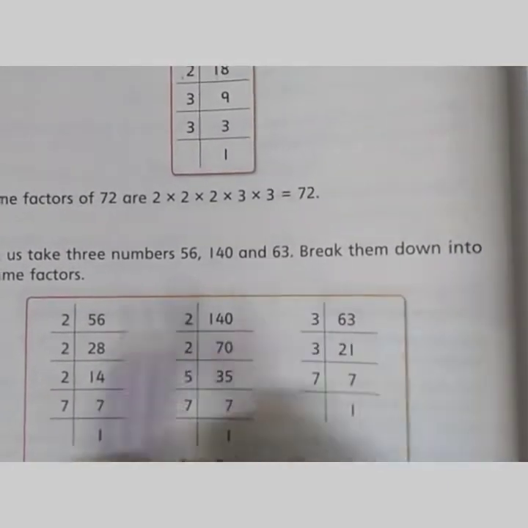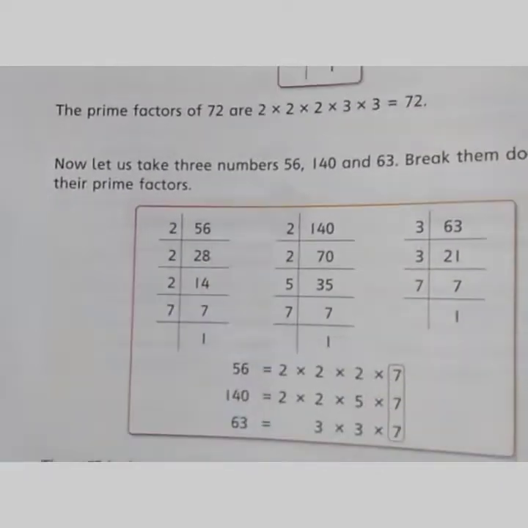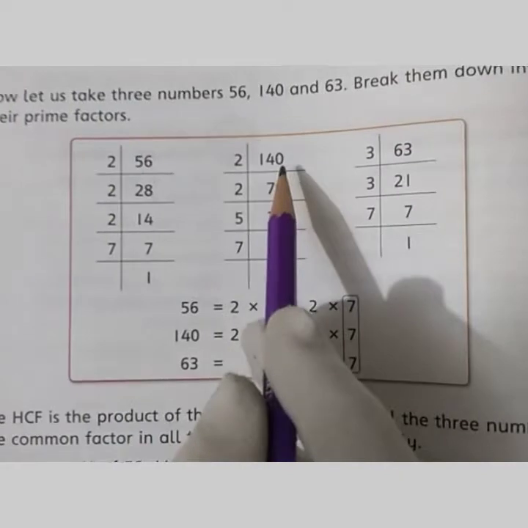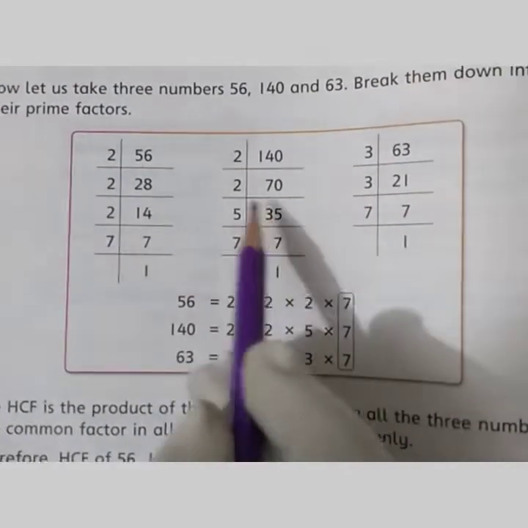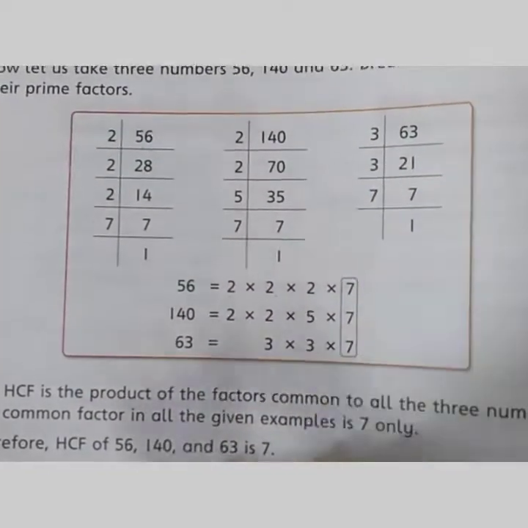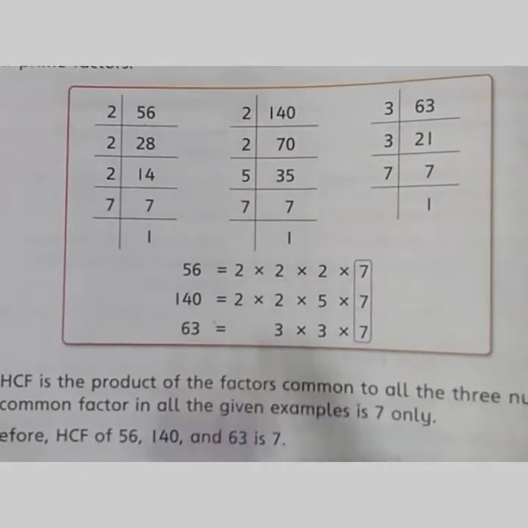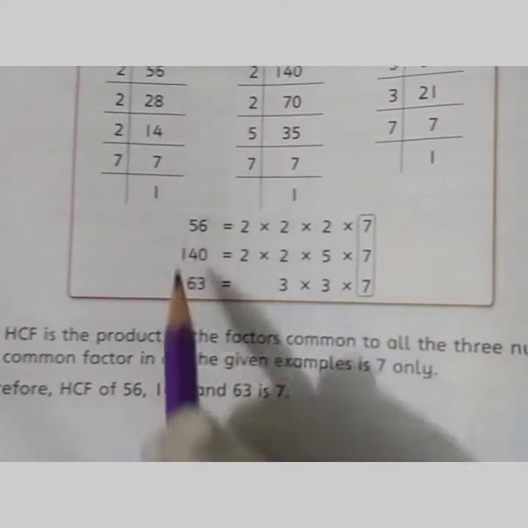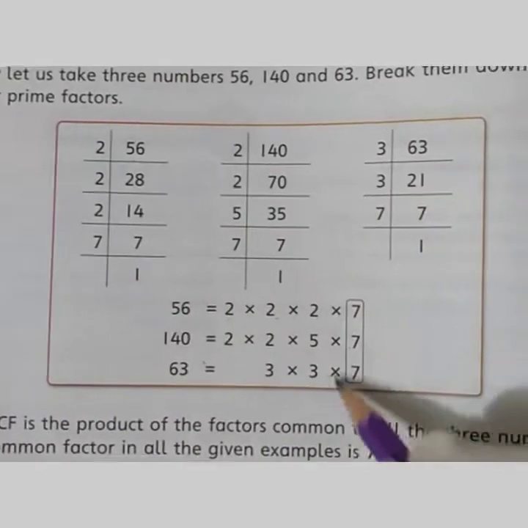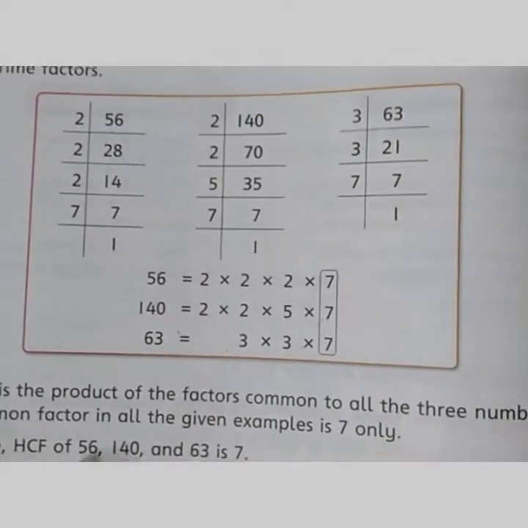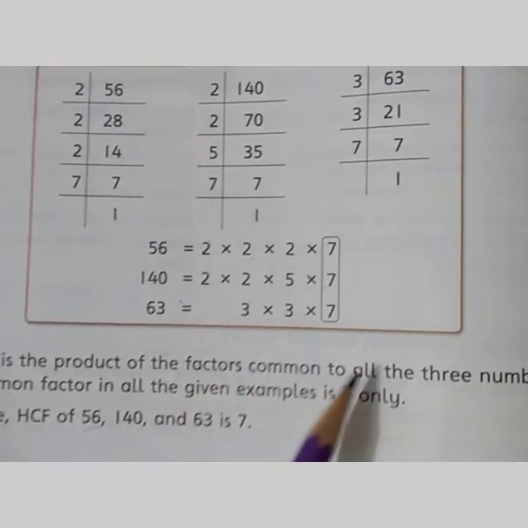Now let us take three numbers: 56, 140 and 63. Break them down into their prime factors. Factors of 56: 2, 2, 2 and 7. Factors of 140: 2, 2, 5 and 7. Factors of 63 are 3, 3 and 7. We write these factors like this. Now we find the common factor of all these numbers. 7 is the only factor common to all three numbers. This is the common factor as well as the highest common factor.